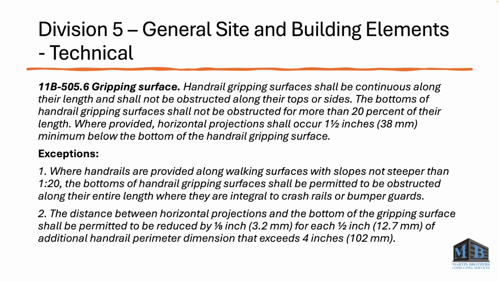Number 2, the distance between horizontal projections and the bottom of the gripping surfaces shall be permitted to be reduced by 1/8 inch for each half inch of additional handrail perimeter dimension that exceeds 4 inches. All right.